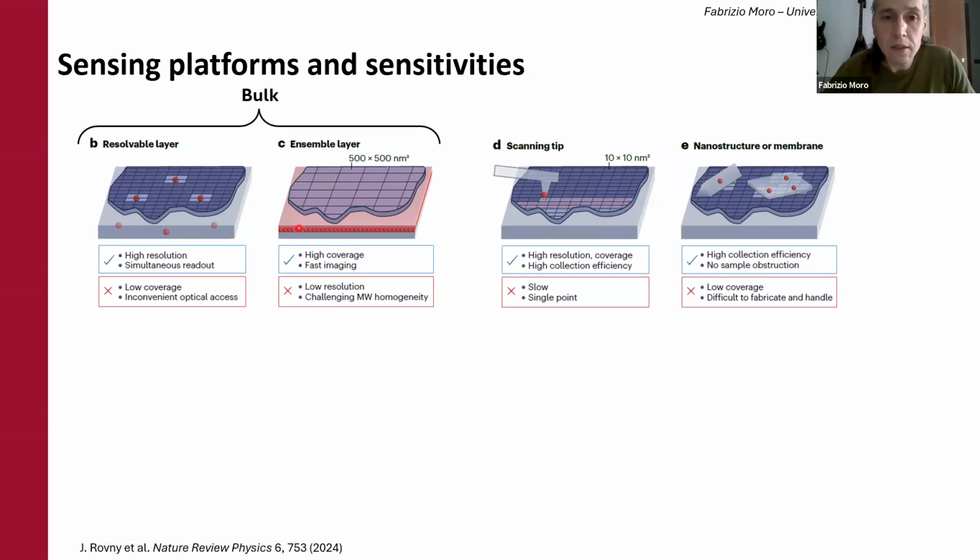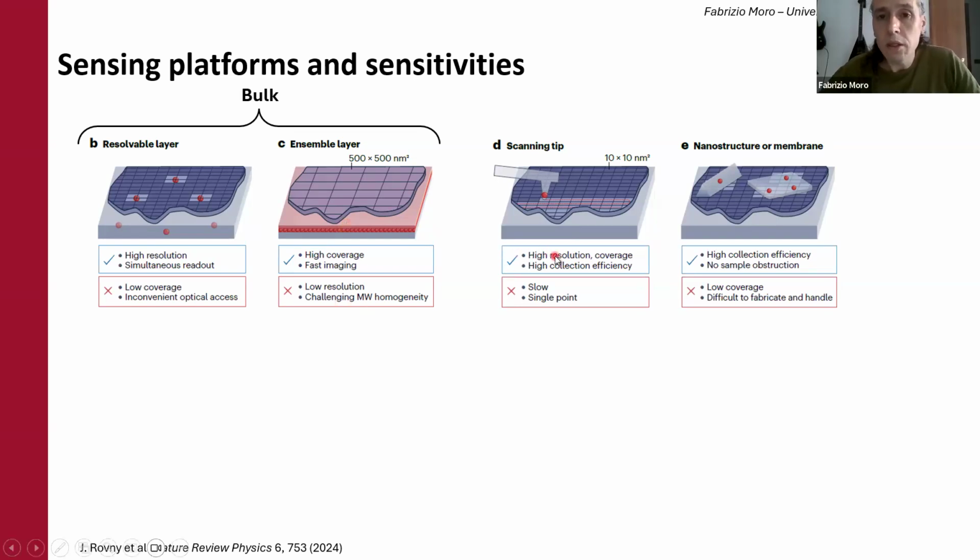Instead, the ensemble layer, where we have a high concentration of NV centers, provides high coverage and fast imaging because of the large number of centers, which enhances the sensitivity, which scales as the square root of the number of spins. On the other hand, it provides a low resolution. And again, this is also affected by the problem of inconvenient optical access.